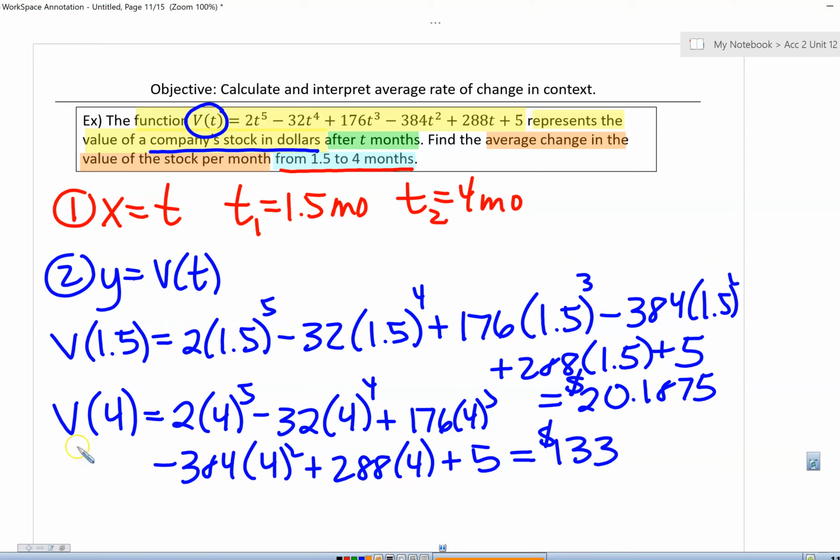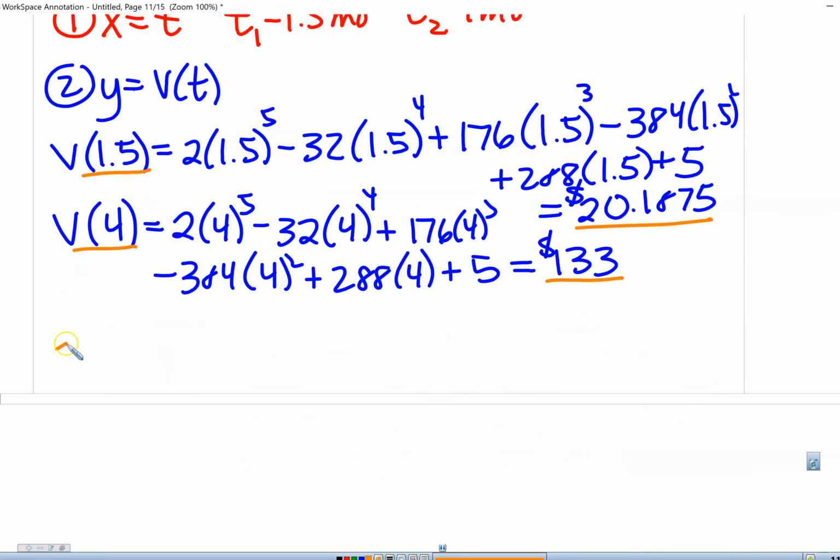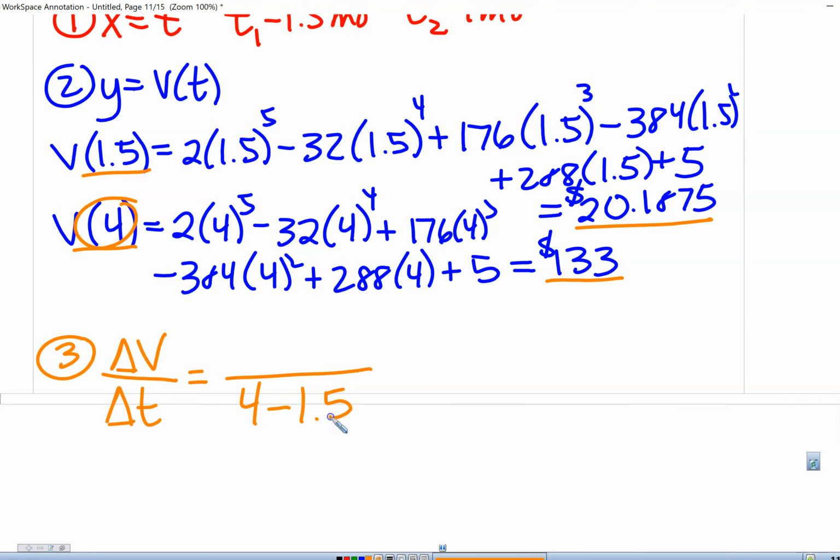All right, so now we have our x's and our y's, and again, we need to make sure we understand that the 133 goes with the 4 months, and this 20.1875 goes with our 1.5 months, and we can plug it in to our average rate of change, which is the change in our dollar values divided by the change in our time in months. So again, like I said, I like to start with the combination that has the larger x, so that my denominator will be positive. So that would mean in my numerator of $133 minus the $20.1875. Notice I didn't round that, no need to. I'll round at the end.